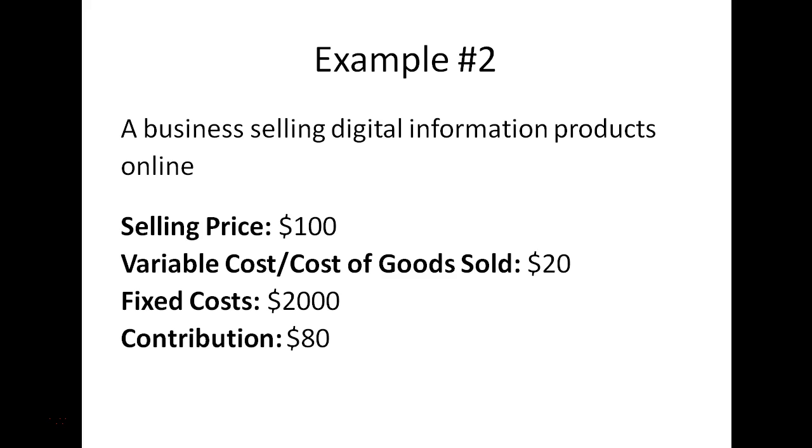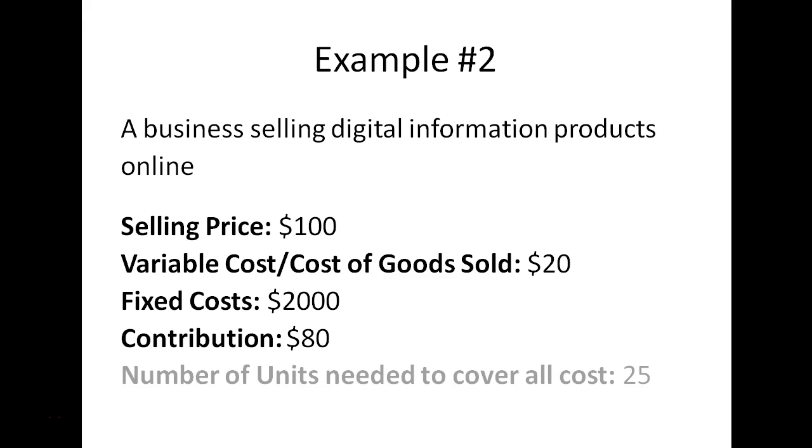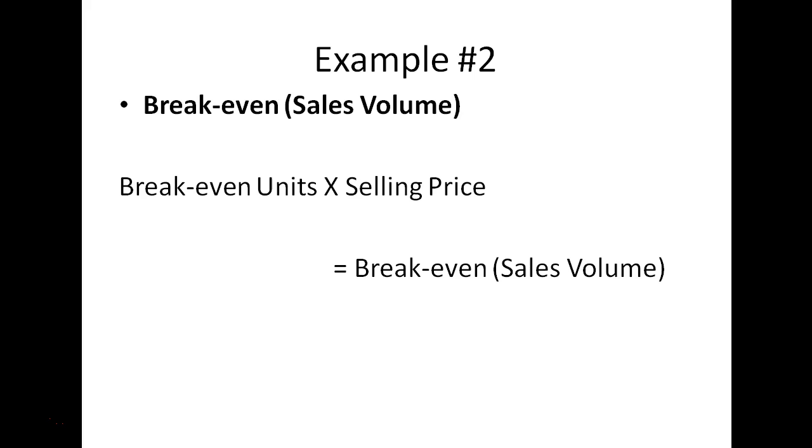The contribution is $80, and we get the contribution by deducting the cost of goods sold, or variable cost, from the selling price to give us the contribution. And then the number of units needed to cover all our costs is 25 units. Once we sell 25 units, we've actually covered the costs that the business has.